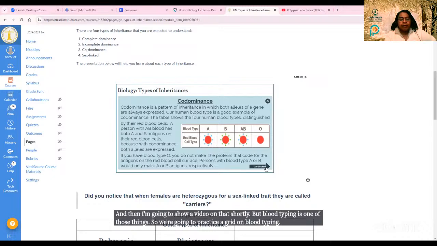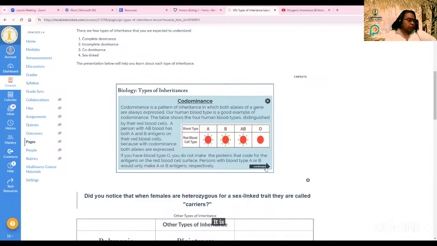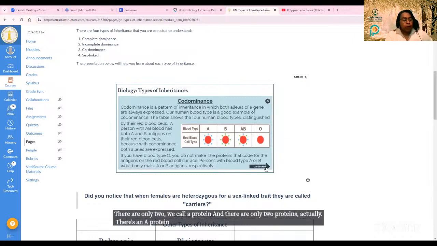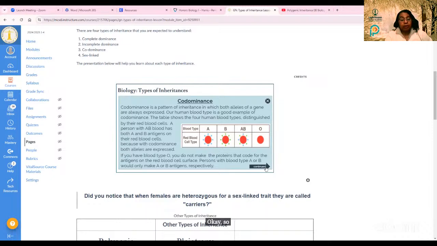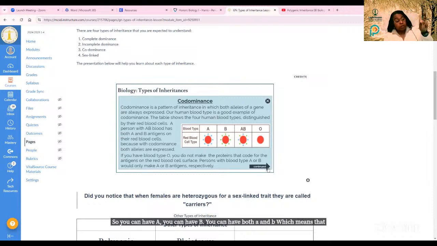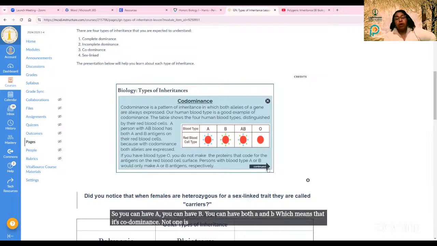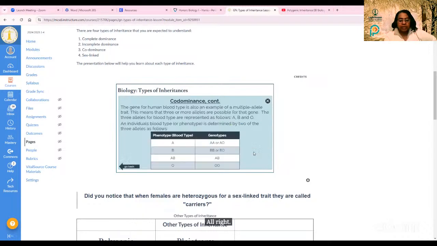And there are only two proteins, actually. There's an A protein and a B protein. And O is actually the absence of either A or B. So you can have A, you can have B, you can have both A and B, which means it's codominance, where one is not dominant over the other, or you can have neither one, which makes you blood type O. All right, so that's what that means.